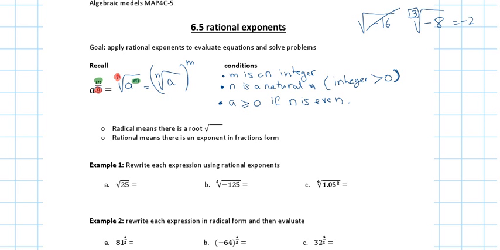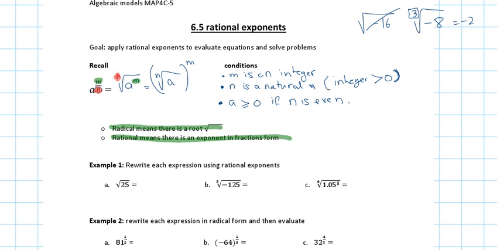All right. So remember that radical means the root, and rational means there is an exponent in fraction form. Okay? This is important here because the question is going to ask you either to write it in radical form or to write it in rational form, and you have to be able to convert between the two forms. Okay?